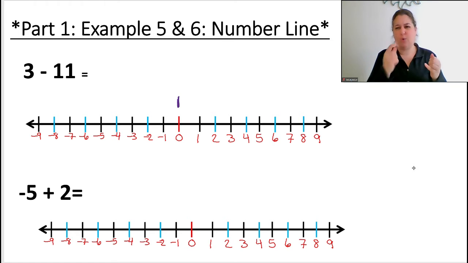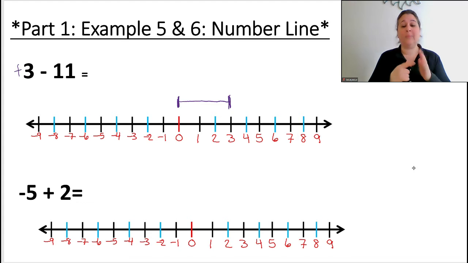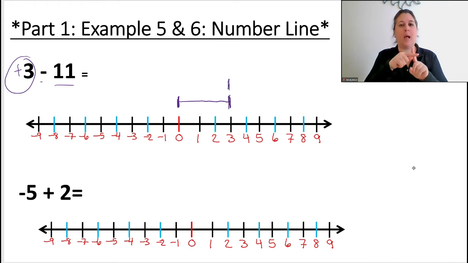Okay, so we start at 0. I'm going to go to the right 3. How do I know I'm going to the right? Because it's a positive. If you don't see a sign like a positive or negative in front of the number, it's always positive. So I have positive 3, so I go to positive 3. But then I have to minus 11. Minus, I go backwards.